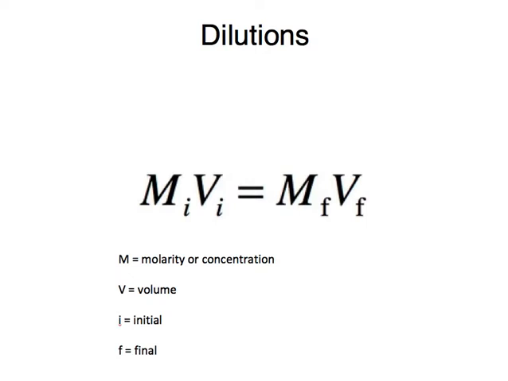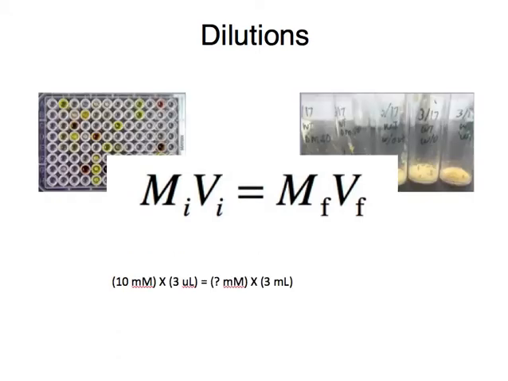M is the molarity usually, or the concentration. And remember that concentration can be molarity, but if you have a percent solution, percent also indicates a concentration. If you have something that's 10 milligrams per milliliter, milligrams per milliliter is also a concentration. So that M can be replaced by a number of different units. If we go back to our example, what we can do is plug in the numbers that we know.